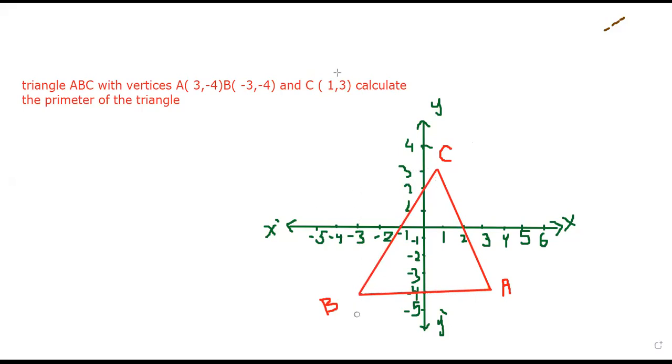Now I'm looking for the perimeter of the triangle. I'm waiting for your answer. You will calculate the distance between each 2 points and tell me the answer, please, grade 8. What is the perimeter of the triangle?